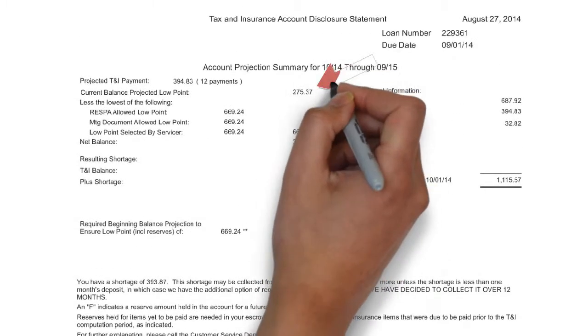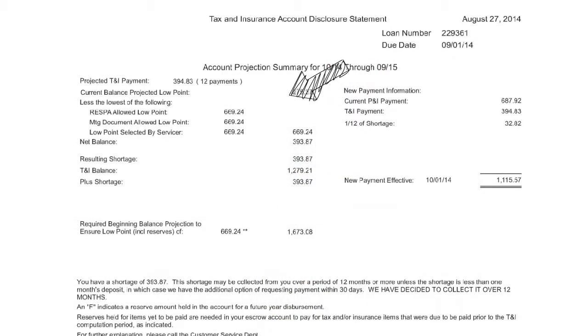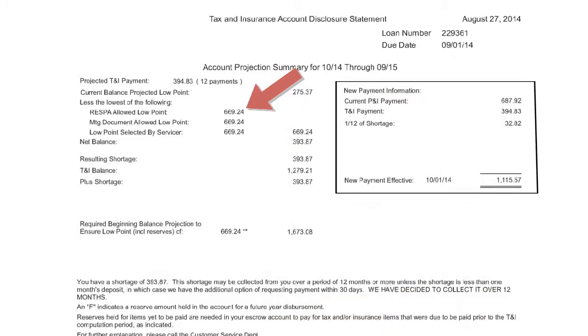On the projection summary, we see that the projected payment is going to dip below the allowed low point, so we're going to need to make up for that shortage so we can keep up with the low point. Thus, we see the new payment information on the right. The principal and interest on the loan are coming to $687, with a $394 payment to the escrow account. But the shortage means we also need to charge $32 more a month to make sure we're okay regarding the low point. All of this added together determines the payment.